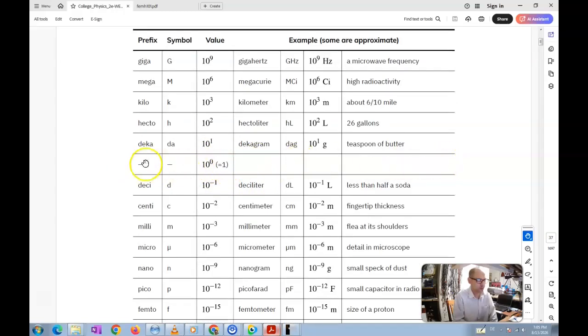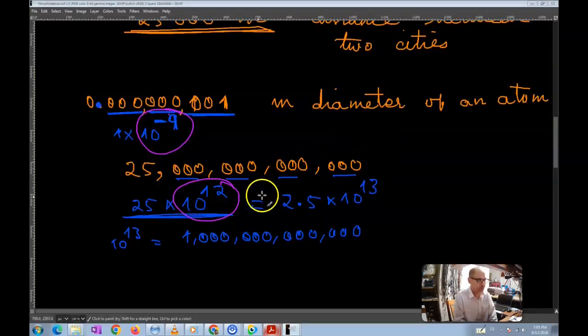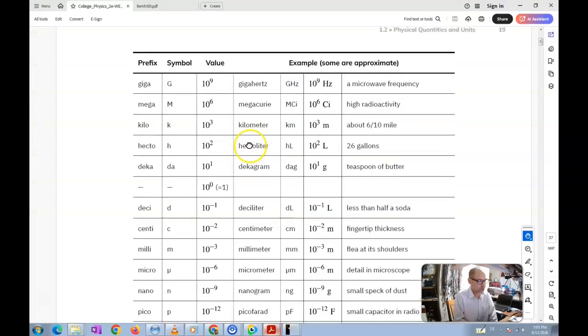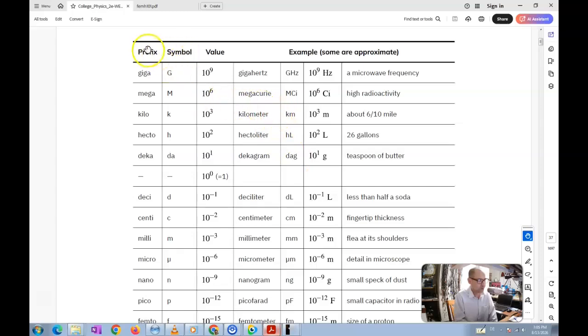This is essentially when no number is multiplied by anything. And then when you have 10 raised to the power, for example, 3, 6, 9, 12, 15, 18, or you could go in the negative direction, 10 raised to the power negative 3, negative 6, negative 9, negative 12, negative 15.